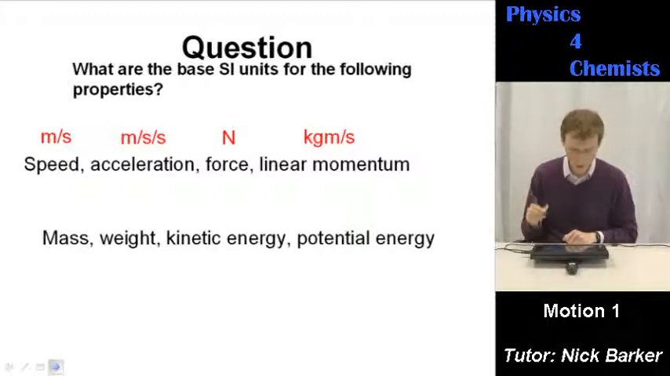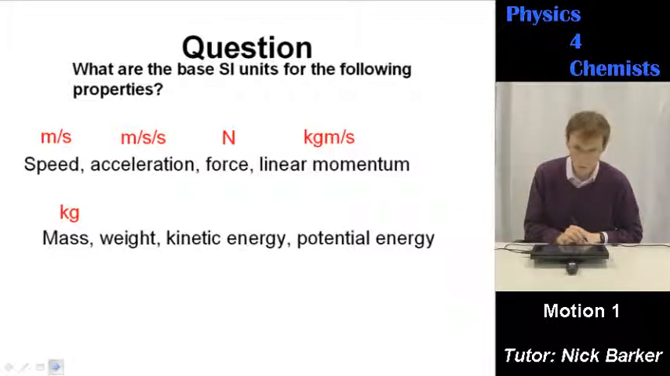More quantities: mass, weight, kinetic energy and potential energy. Well, mass, kilograms. Weight is a force, newtons. Kinetic energy, joules. And potential energy, joules.